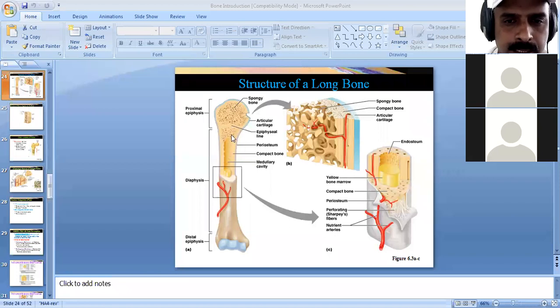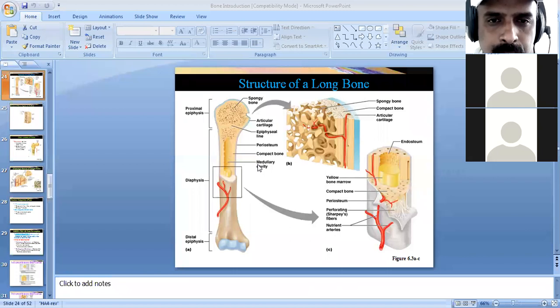So when you see the cut section, the longitudinal section of the long bone, this is the innermost cavity which we call the medullary cavity, and this medullary cavity contains the bone marrow, from where the RBCs are produced. This is the bone marrow; you have to remember it. That is the structure of the long bone.